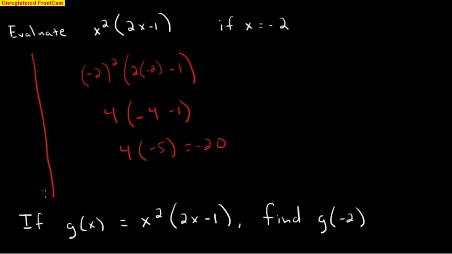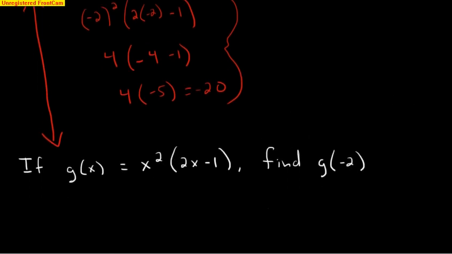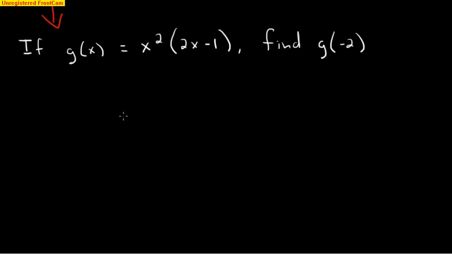Look at, these are exactly the same. We've done this before. Evaluate this, and this all looked and sounded familiar. These two problems are just like one another except for the terminology. In calling it a function, we would say if g of x equals x squared times 2x minus 1, just like up here, find g of negative 2 is exactly like saying evaluate x squared times 2x minus 1 if x is negative 2. All we're going to do is plug in the negative 2 for all of the x's, and we have the exact same problem.